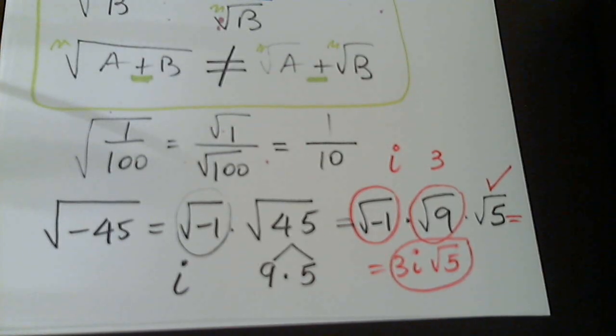So why was this slightly more difficult? It's because 45 is not a perfect square. So when I enter the answer, I have to write 3i. I have to put the square root symbol, and I have to enter 5. Any questions on this problem before we move on?